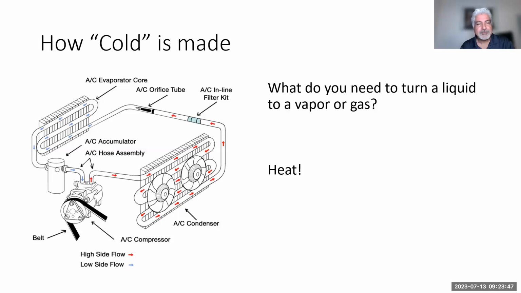Now, you'll notice that they're showing an AC inline filter kit. Here's the problem. Let's say you're diagnosing a truck with an orifice tube, and you pull that orifice tube out and it's got a whole bunch of junk in it. Now, you're going to have a dilemma here. The question is, is there still junk in the rest of the system? Is it stuck in the condenser? Is it in the evaporator? Maybe the accumulator?